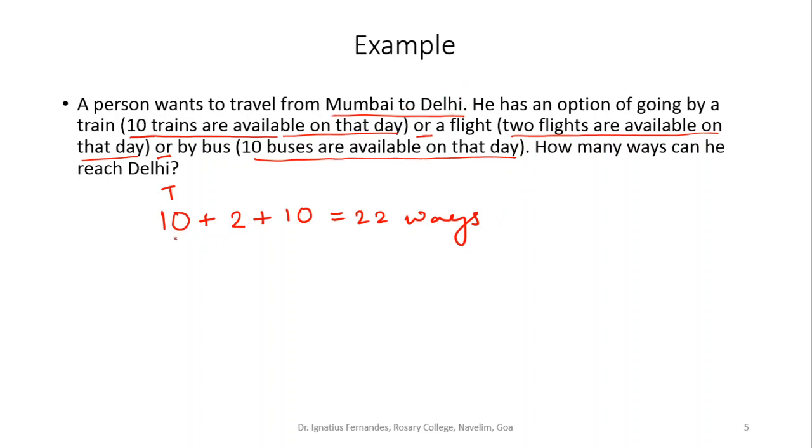He can go by any of these 10 trains, or, the moment we are saying "or", we are adding, or one of these 2 flights, or, that's why we are adding, or any of these 10 buses. So this is an example of the rule of sum. The basic idea about this principle of counting is to know when you should multiply and when you should add. Basically when we say "and", we multiply, and when we say "or", we add.